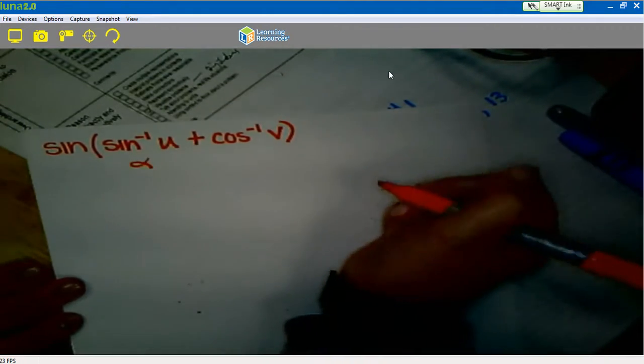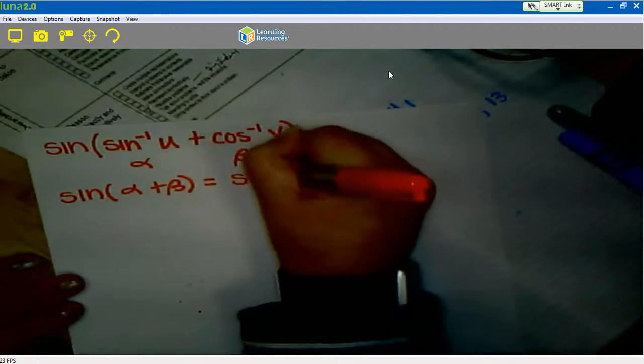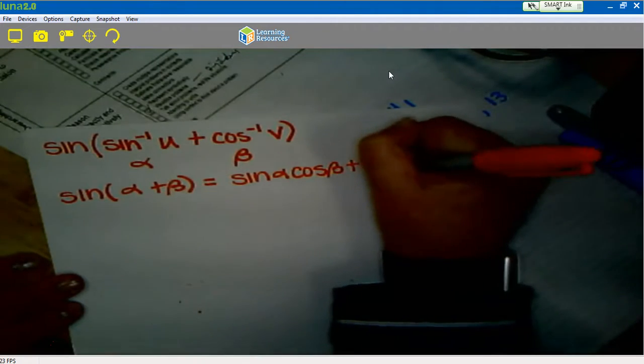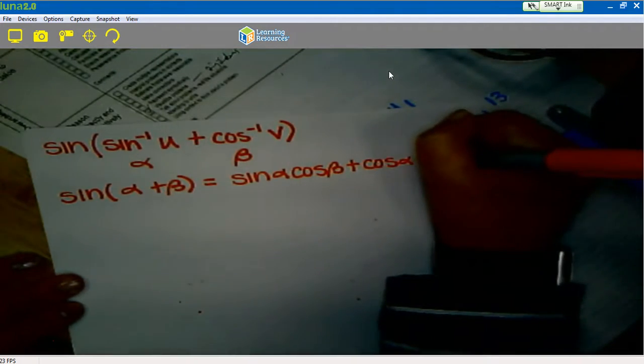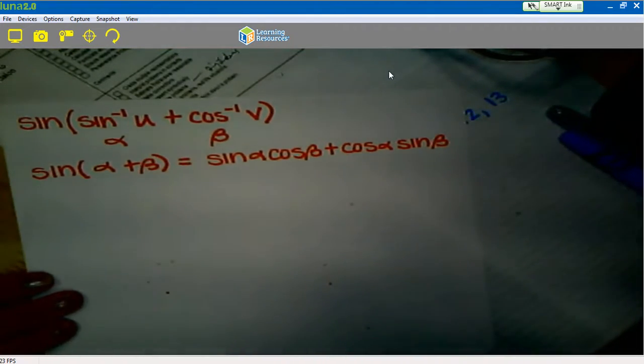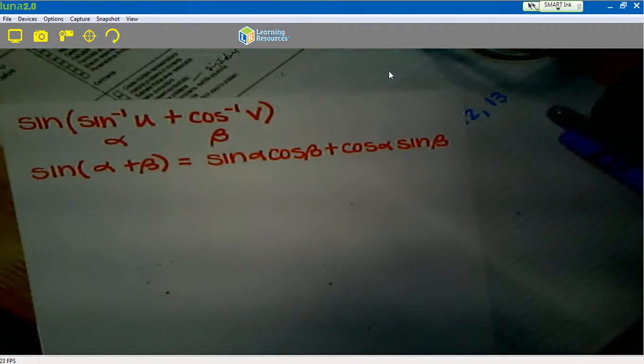So we're going to start it like we did before. This first term inside the parentheses, we're going to call that alpha. The second one we're going to call beta. So we'll be doing the sine of alpha plus beta. So sine alpha cosine beta plus cosine alpha sine beta. Okay, so we're going to start with that part first.